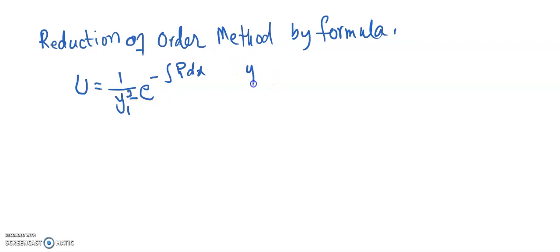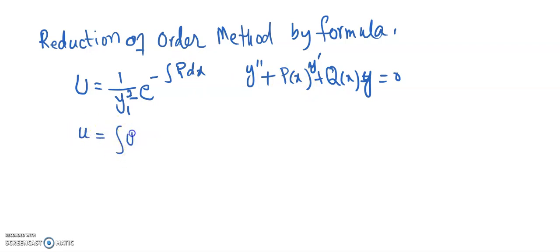Function P is, for example, if you have this second order equation, y double prime plus P(x) times y prime plus Q(x) times y is equal to 0. So we take this function P from here, and then we find the value of U. Then small u is the integral of U dx, and the second solution is y2 is equal to u times y1.